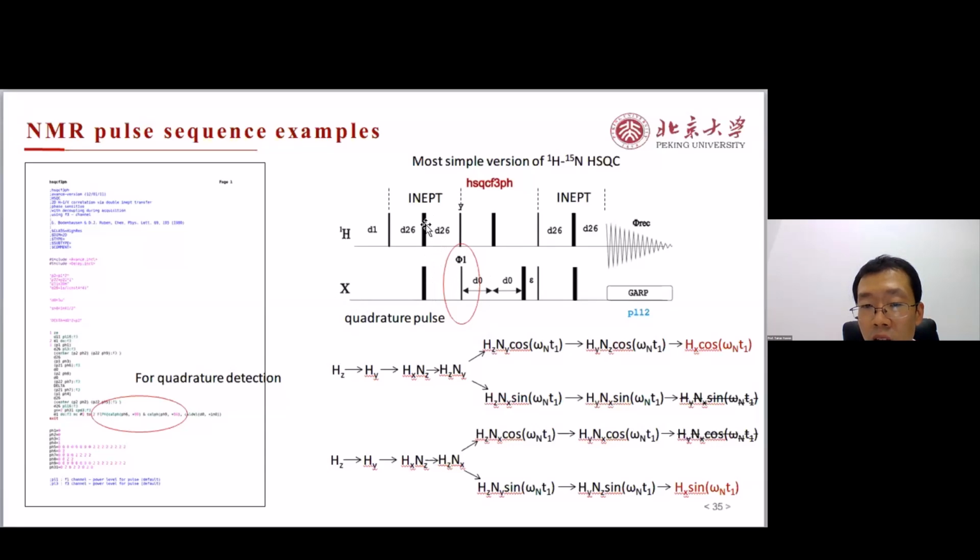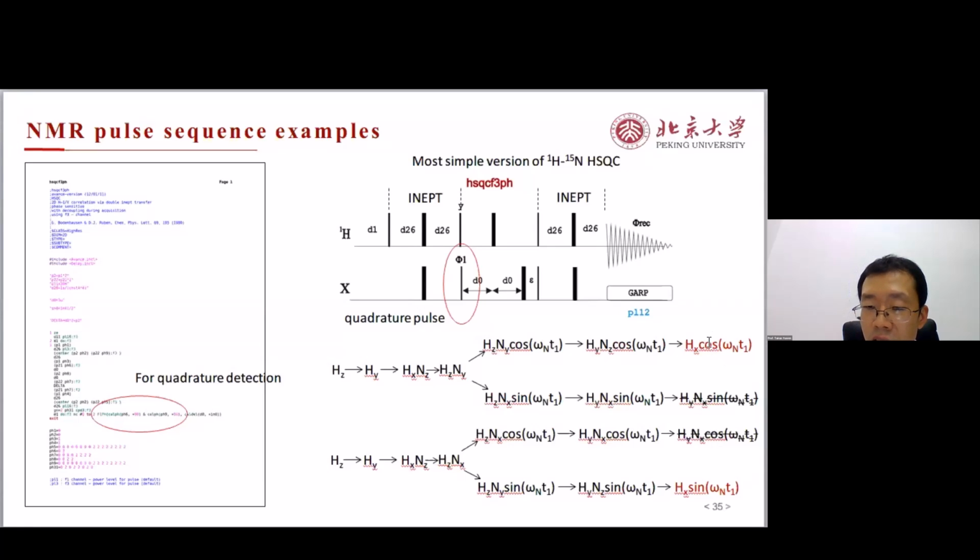So the way the experiment works, in the theoretical part I mentioned you can use the product operator to describe the evolution of the system. At the beginning, at equilibrium, we have the Hz, the Z magnetization on proton. Then the 90-degree pulse gives us the Hy product operator. After INEPT, we have this HyNZ. And during the t1 frequency labeling period, it becomes this. Then at the end, we have this red color term to detect.